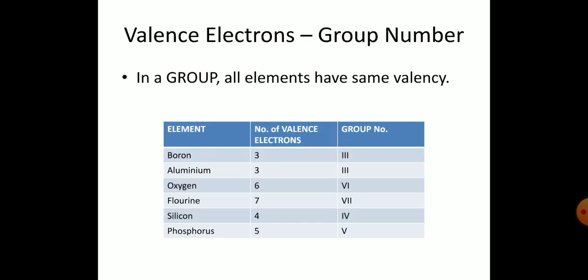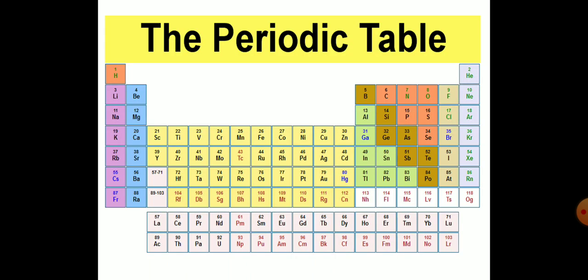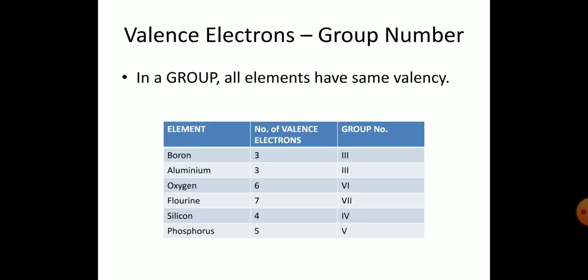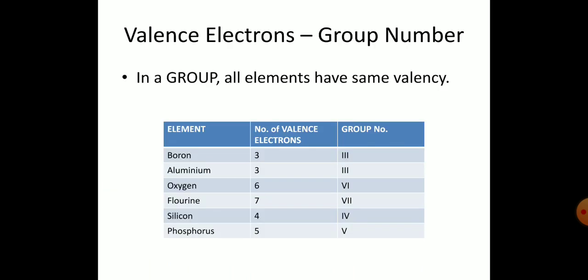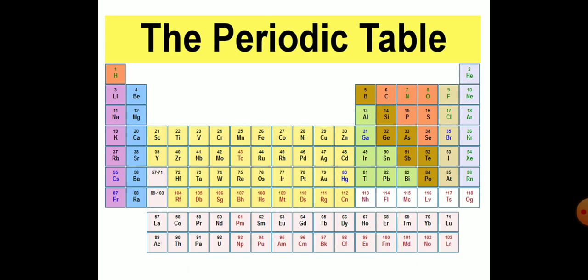Coming to oxygen, it will have 6 valence electrons. So it is placed in the 6th column. 1, 2, 3, 4, 5, 6. So already we have placed the boron. Now after boron you will have to move 3 more columns, so that will give you the oxygen. Coming to fluorine, fluorine has 7 electrons, so it will be placed next to oxygen. Then silicon, it has 4, so it is placed next to boron, where boron has 3 valence electrons, and silicon, carbon, everybody will have 4 valence electrons, so they are placed under the same column.